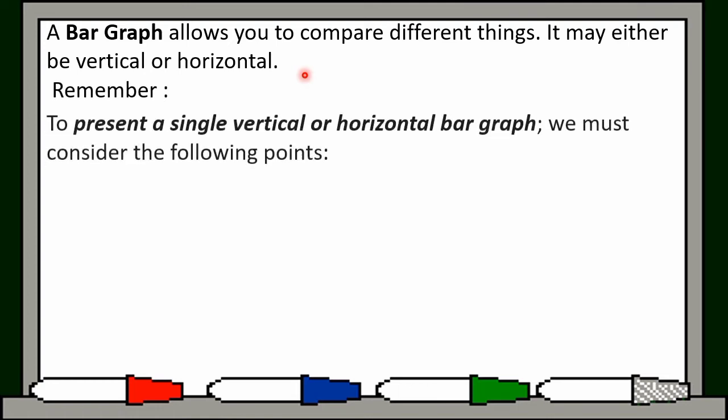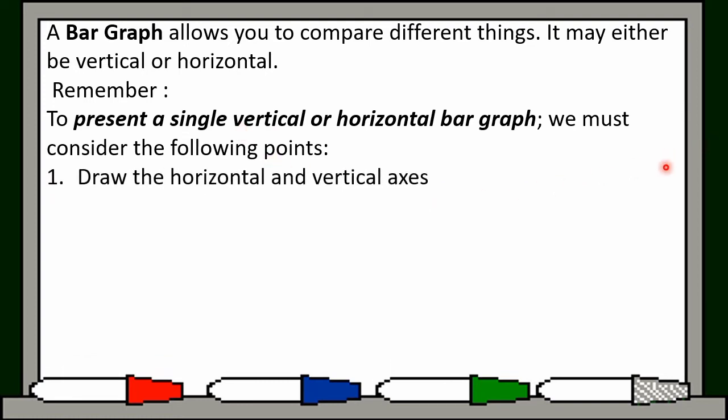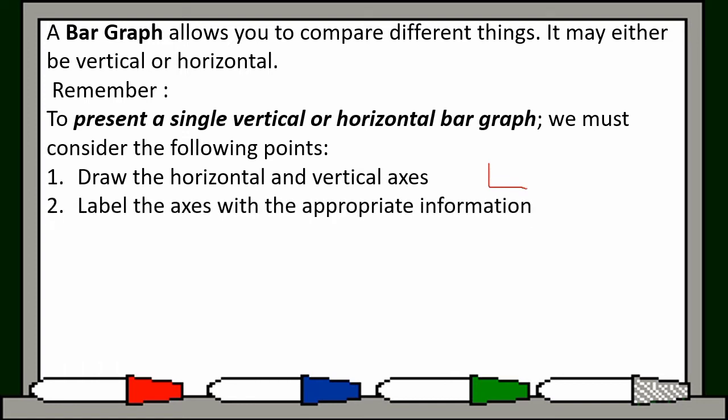So, remember, to present a single vertical or horizontal bar graph, we must consider the following points. First, draw the horizontal and vertical axis. Okay, so ano yung tinutukoy niyang horizontal and vertical axis? So, ito yun. Okay, so vertical, horizontal. Next, label the axis with the appropriate information. Kagaya nung ipinakita ko kanina, for example, andito yung viand, then dito sa taas, ito yung mga number of pupils.